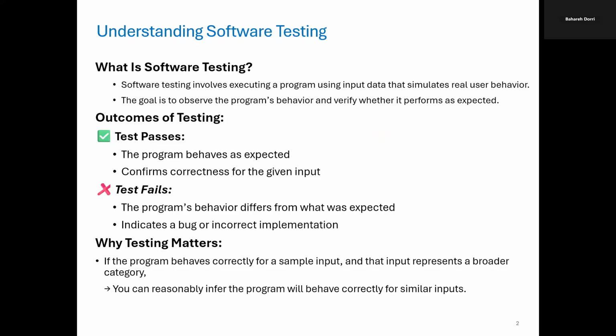If your code works correctly for a specific set of inputs, and those inputs represent a larger group, you can start to build confidence that your program will behave correctly for other similar inputs too. So, no, testing doesn't prove your program is perfect, but it does give you a reliable safety net that helps you catch problems early and reason about correctness in a smarter way.